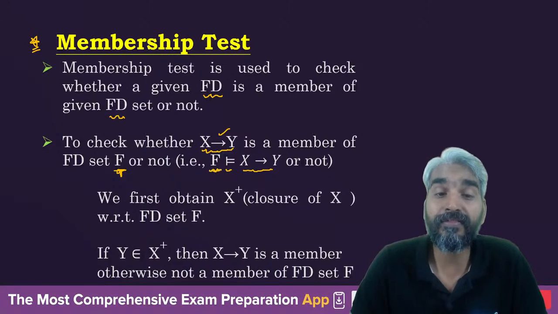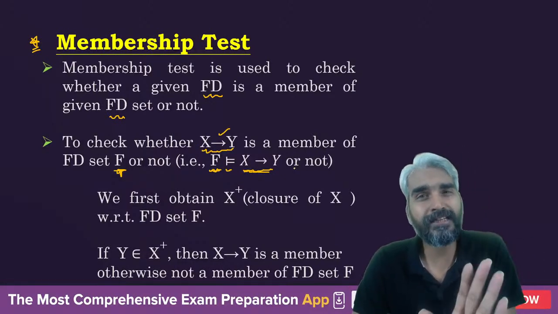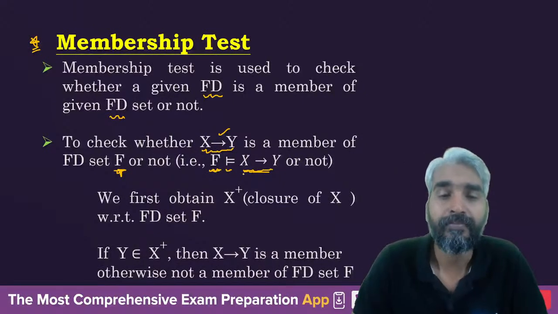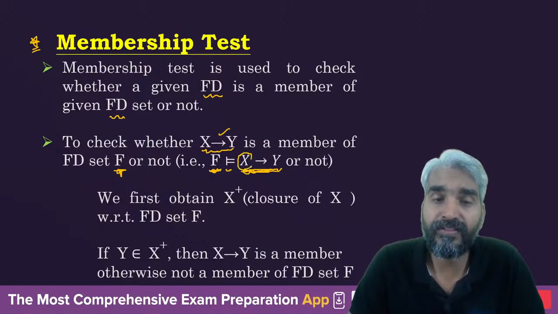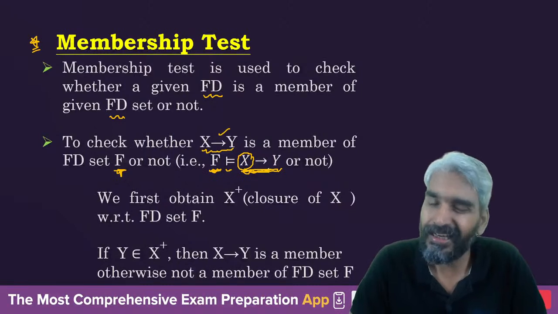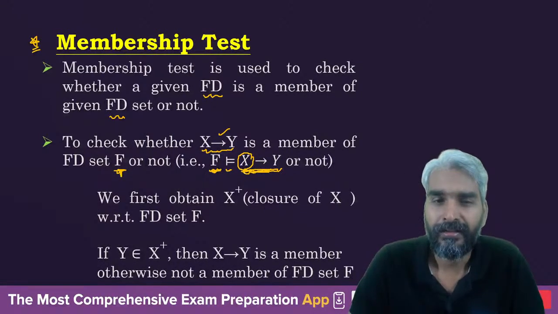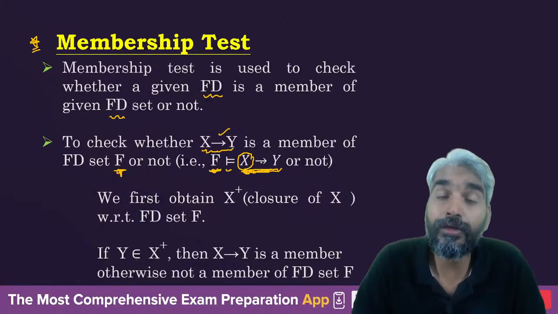What does it mean? Whenever the FDs of FD set F are true, whether this FD X implies Y is true or not. To check this is a very simple concept. You are actually looking whether X implies Y is a member of this FD set F or not. So you just need to check whether X can derive this attribute set Y with respect to this FD set F. So what you need to calculate is the closure of X with respect to what? There is a given FD. You cannot find the closure with respect to X implies Y itself. So you need to find the closure of X with respect to FD set F.